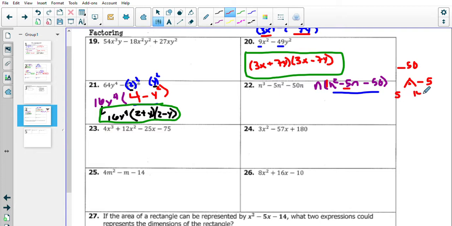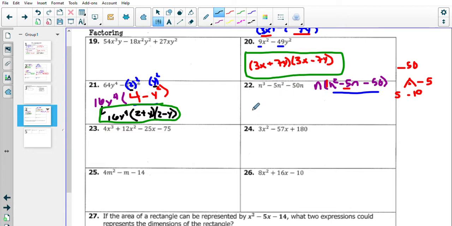Okay, so we have 5 and 10. But remember, multiplying to get a negative, one of these numbers has to be negative. And because the addition is negative, the bigger number has to be negative. So we have a positive 5 and a negative 10. And at this point, we're 95% of the way done with this problem.